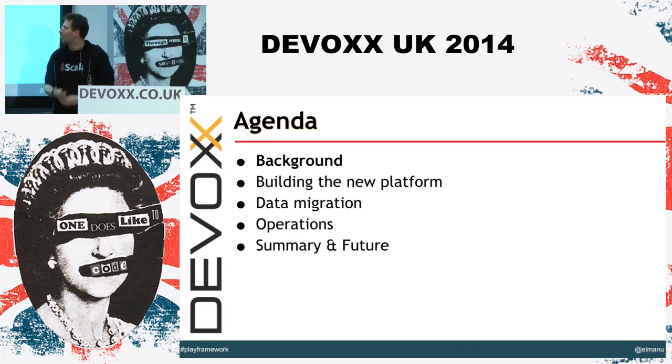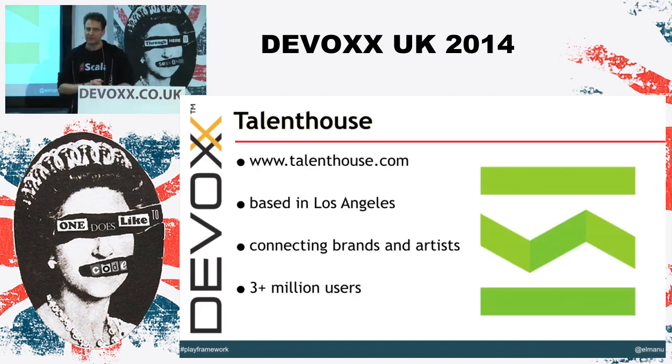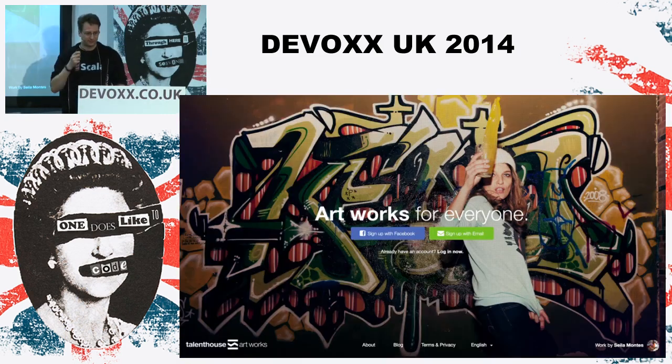So, the background. This really is the story of the new platform of Talenthouse. Talenthouse is a company, a startup located in Los Angeles. It has offices in London and also soon in Munich. And Talenthouse is about connecting brands and artists. We'll see how it does so in just a minute. The interesting thing here from a technical perspective is that it's got many users and that these users come in bursts. So you will have bursts of users suddenly coming in, and it makes for a very interesting technical challenge on how to deal with these users.